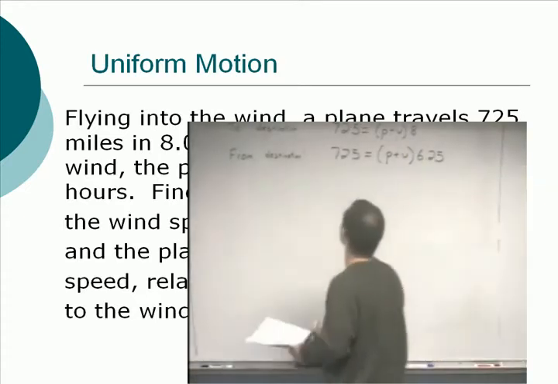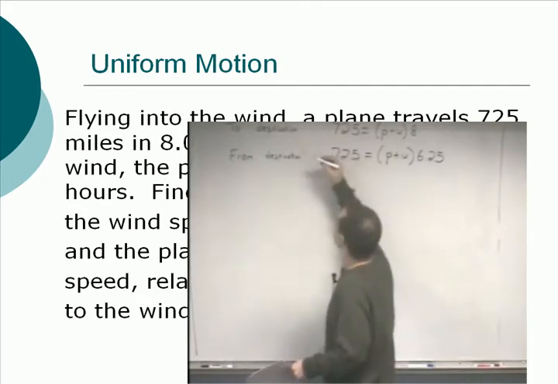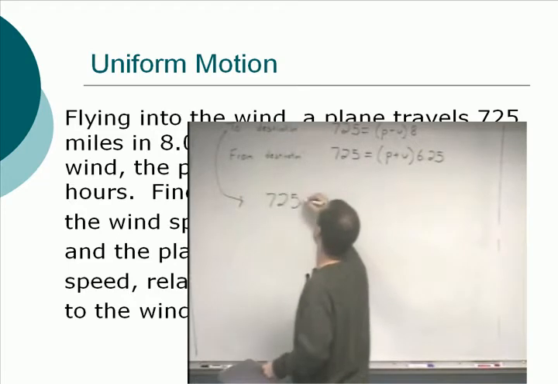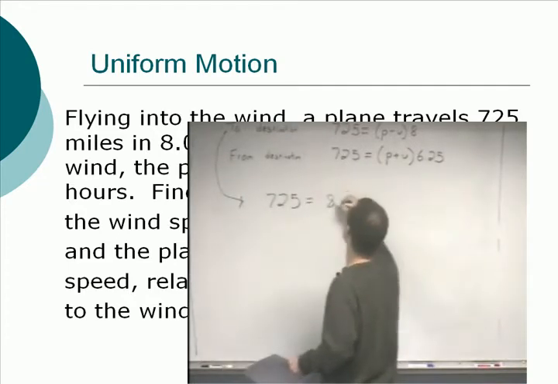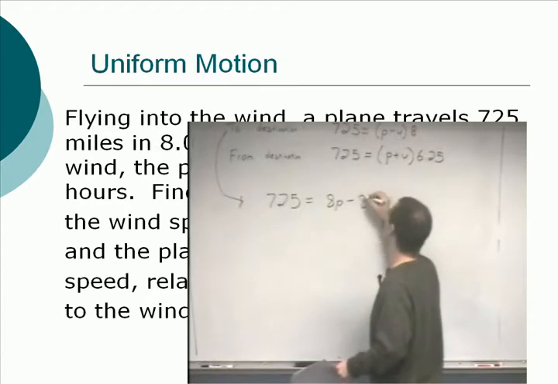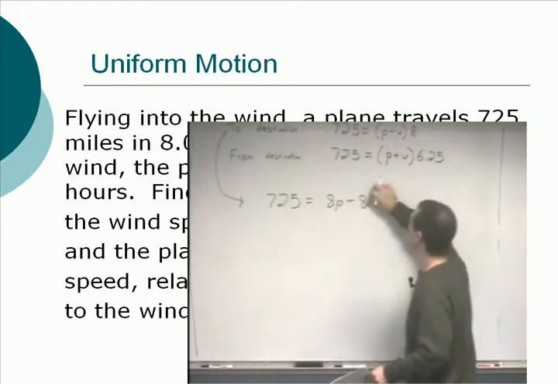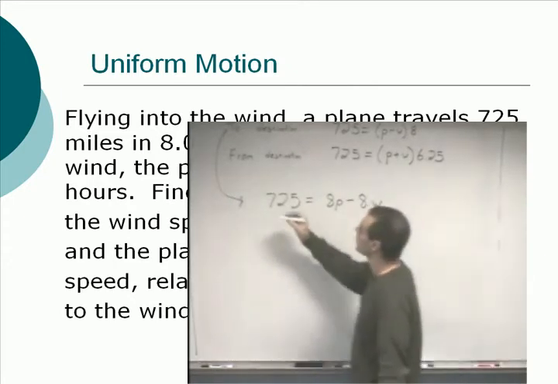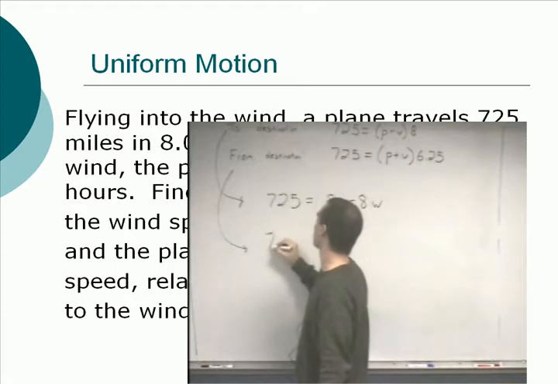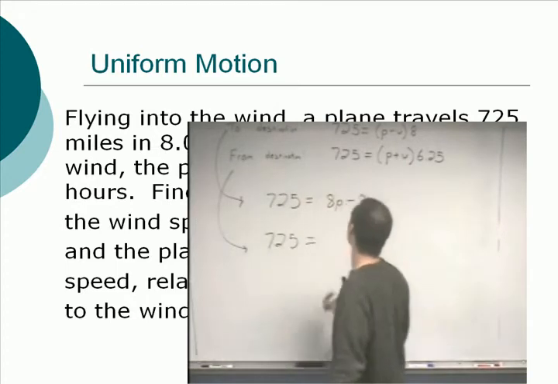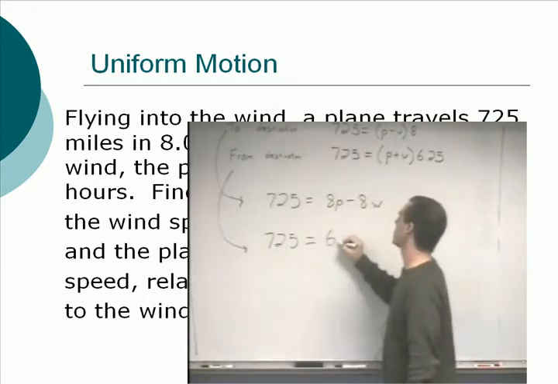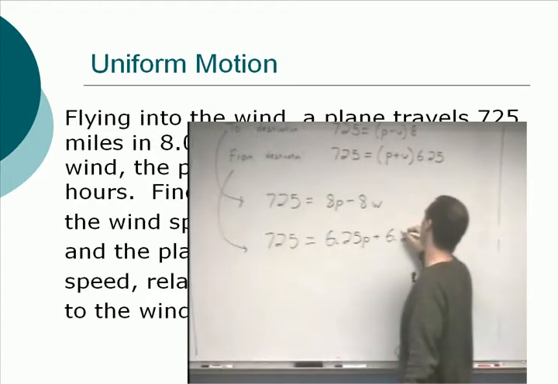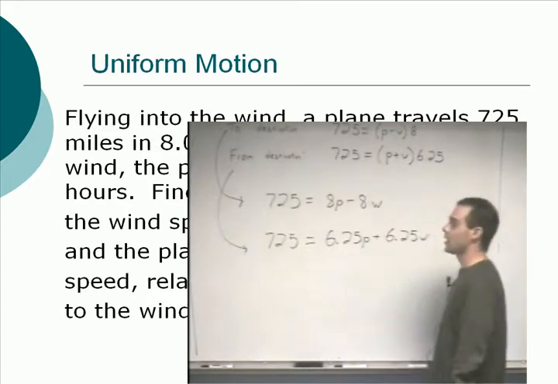We can simplify that just a little bit, rewrite those. The top one, to our destination, will become 725 equals 8P minus 8W. And the second one, returning from our destination, will become 725 equals 6.25P plus 6.25W. And there's our system.